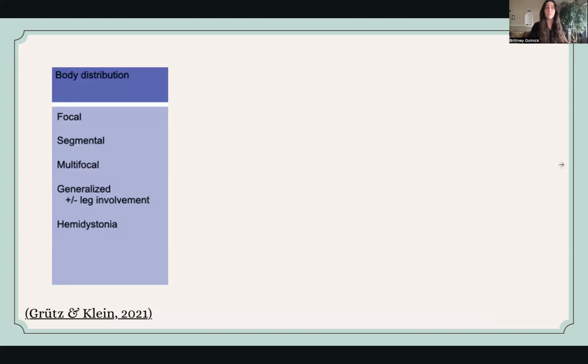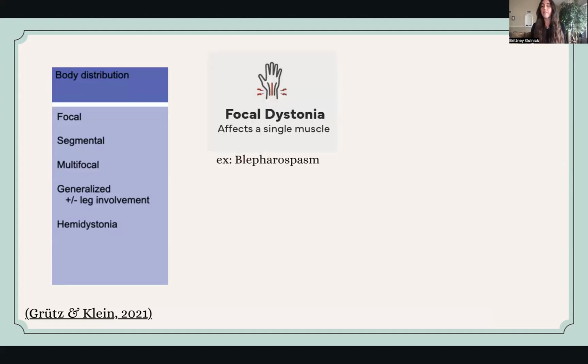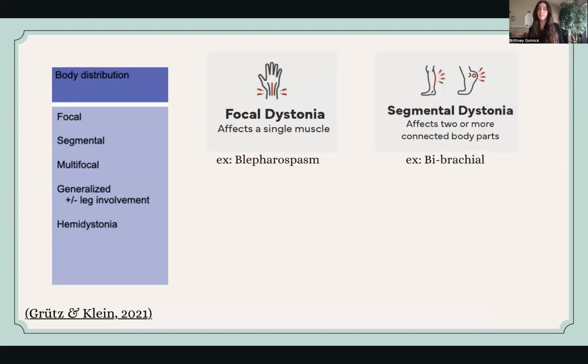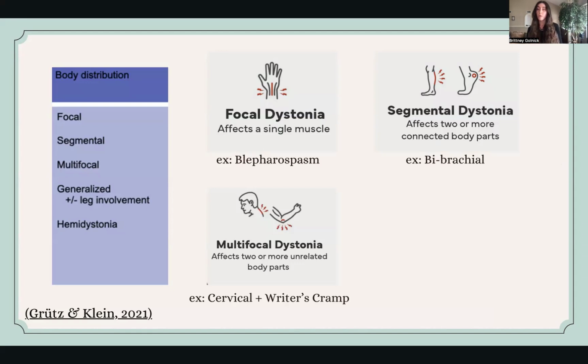When we talk about body distribution, this is how we show the different types of dystonia. You can have focal dystonia that affects one muscle or one part of the arm or one part of the body. This can look like blepharospasm, which is of the eyes. Then you have segmental dystonia, which affects two or more parts of the body that are connected. An example of this would be bibrachial. It affects the whole arm. And then you have multifocal dystonia, which affects more than one body part.